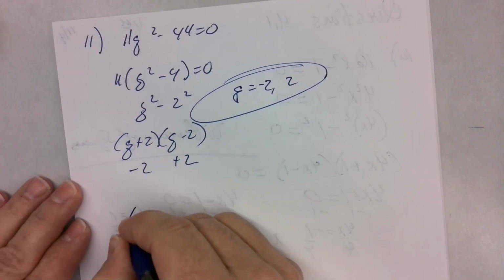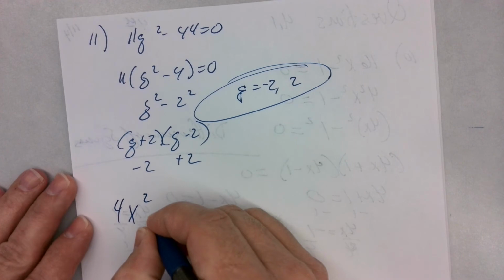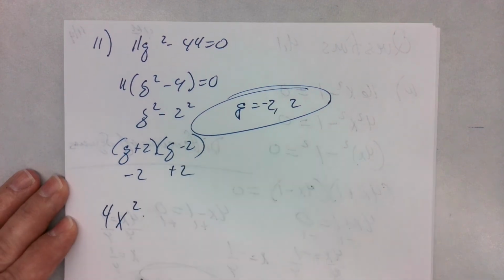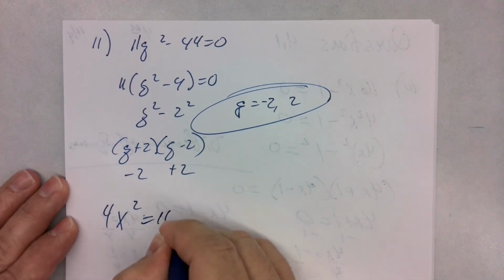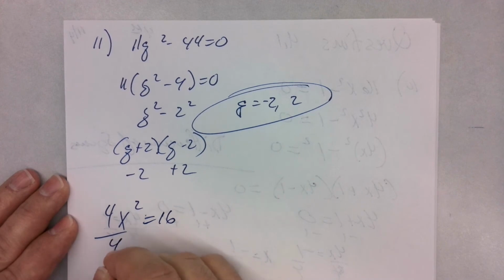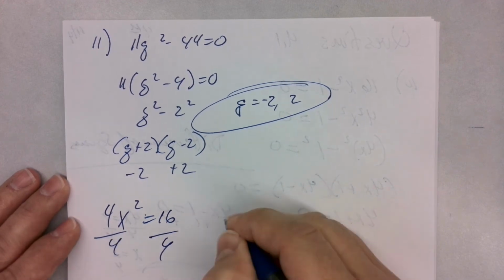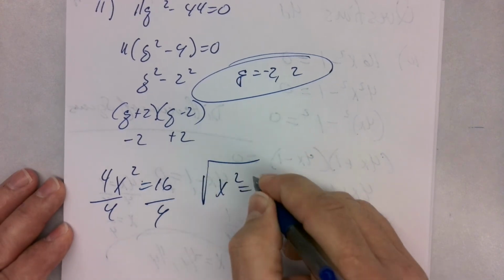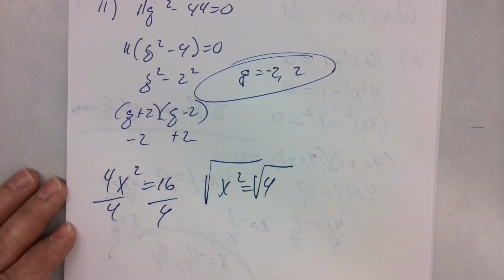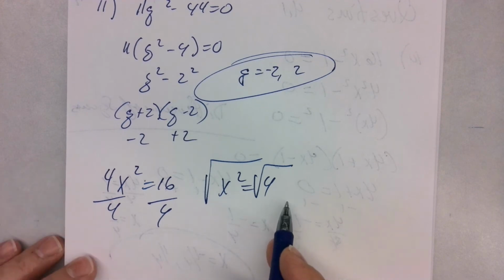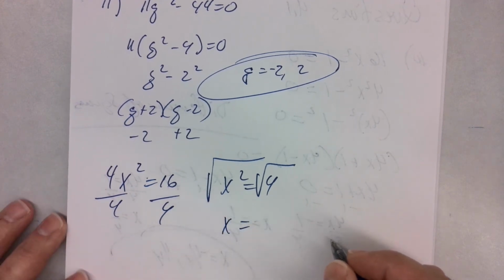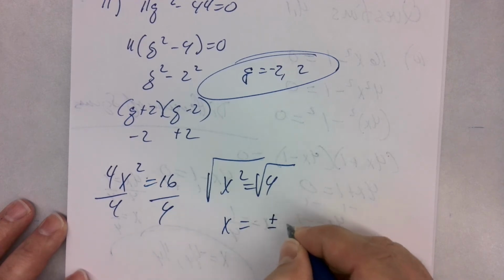Let's say I had 4x squared equals 16. I would just divide by 4, right? And you're going to get x squared equals 4, correct? I'm going to square root both sides. X equals 2, comma, negative 2. X equals plus or minus 2.